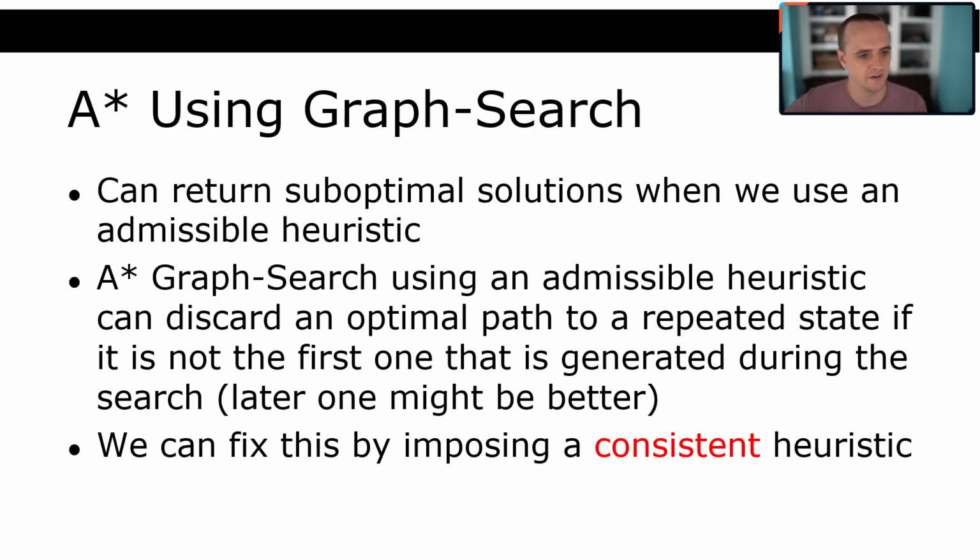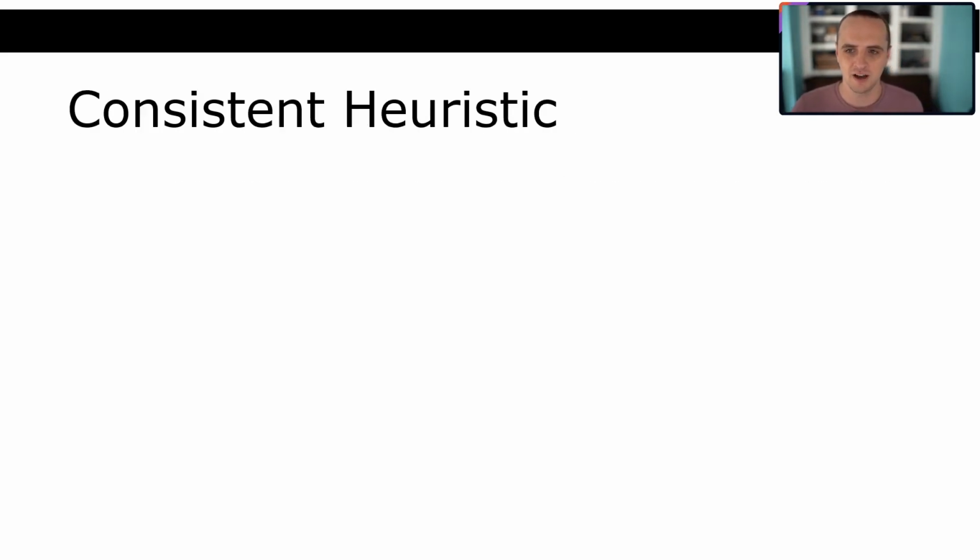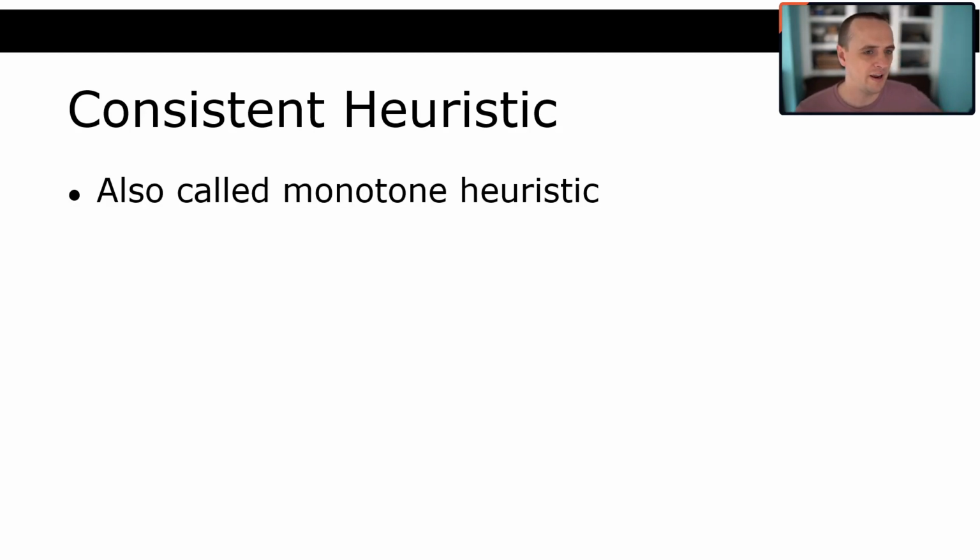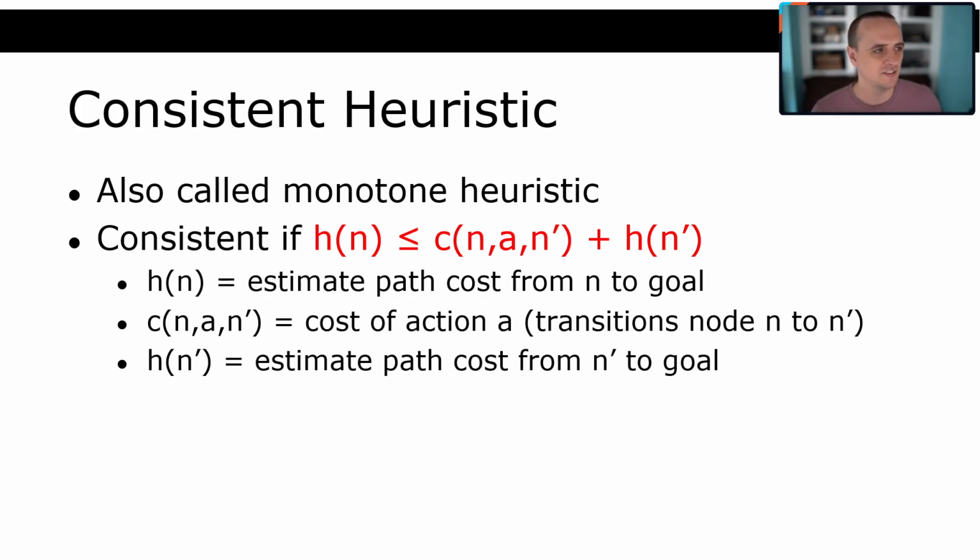So we can fix that by imposing a consistent heuristic. Before we saw an admissible heuristic, and now we're going to have an even stronger constraint, called a consistent heuristic. What in the name of God is a consistent heuristic? Also called a monotone heuristic. A heuristic is consistent if this property holds. What's h of n? H of n is the estimated path cost from n to a goal. That has to be less than or equal to the cost of an action which transitions n to n prime, which is the next state, plus h of n prime, the estimated path cost from n prime to the goal state.